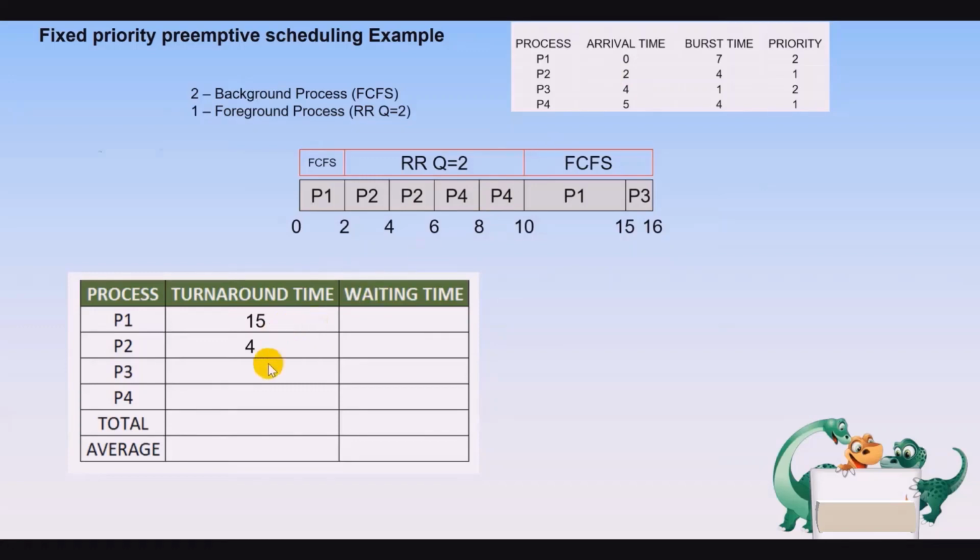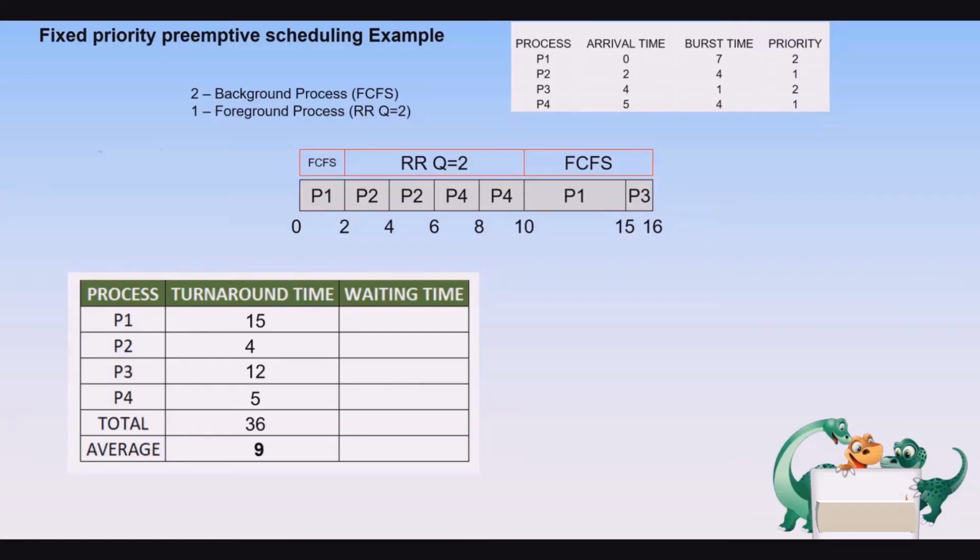Alright, process 3 completed at 16 milliseconds, minus the arrival time of 4, you get 12 milliseconds. For process 4, it finished at 10, but it arrived at 5, so the process 4 turnaround time is 10 minus 5, you get 5. So the total is 36, and 36 divided by 4 processes would be 9 milliseconds for the average.